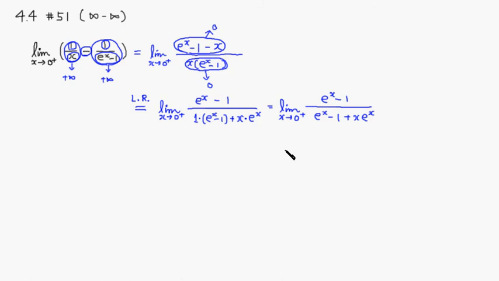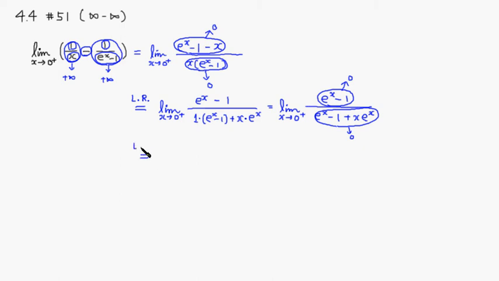Alright, let's see, let's plug in. Alright, so you can see that e to the 0 is 1 minus 1, so the numerator still goes to 0. Alright, and the denominator would be e to the 0 is 1 minus 1 is 0. 0 times e to the 0 is going to be 0 too. So you can see that the denominator still goes to 0. Alright, so we can apply L'Hopital's rule again.